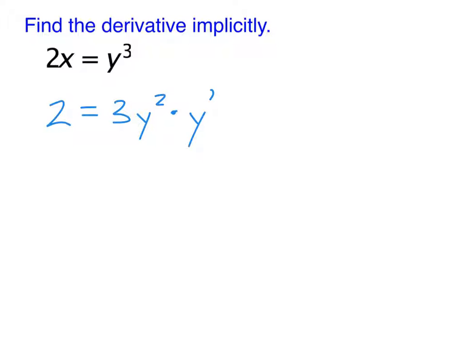And so, at this point, we have technically found the derivative implicitly. We now know the derivative. It's just that right now it's not written the way we're used to seeing it. So, we're now going to go ahead and take this equation and solve it for y prime. So, that just means dividing both sides by the 3y squared. So we're going to have 2 over 3y squared equals y prime.